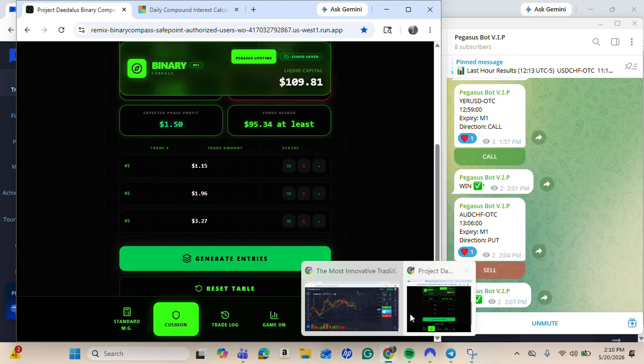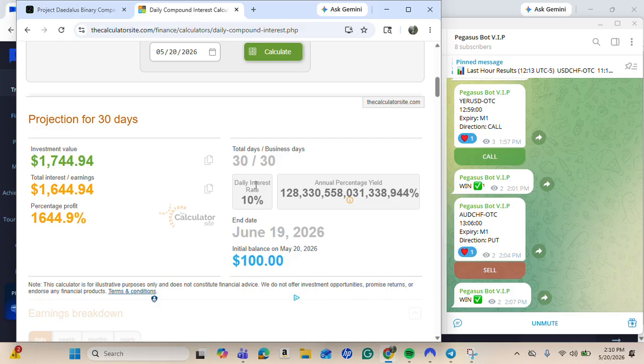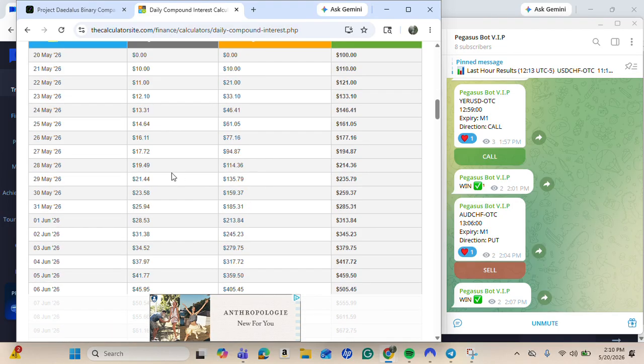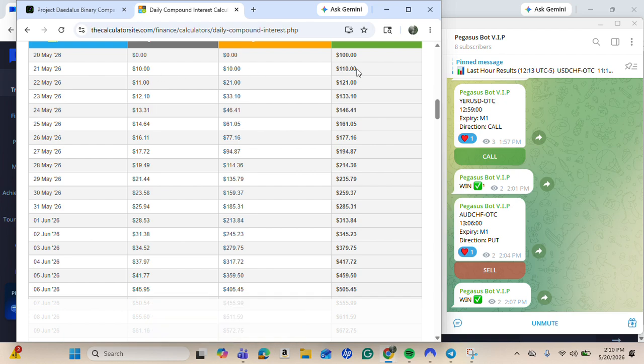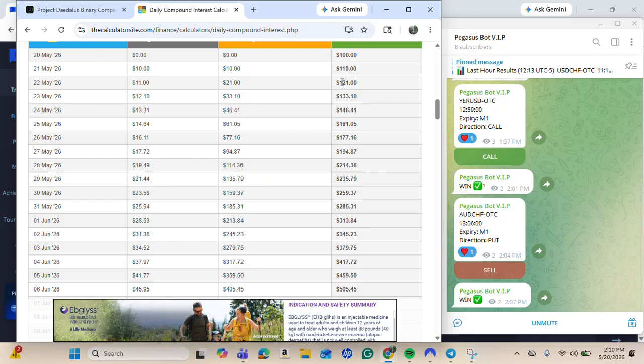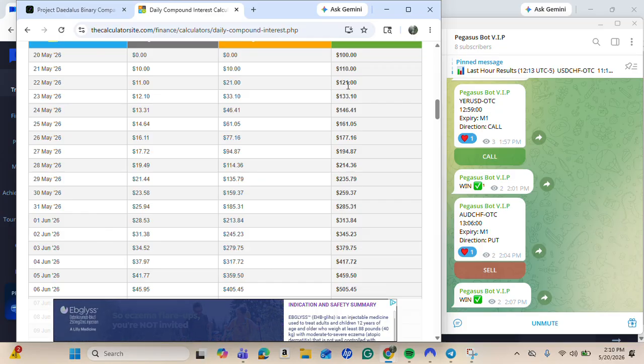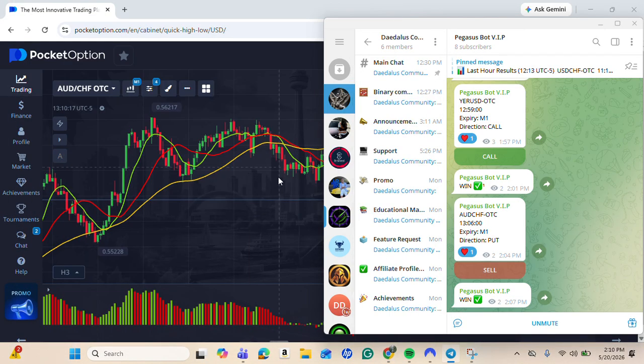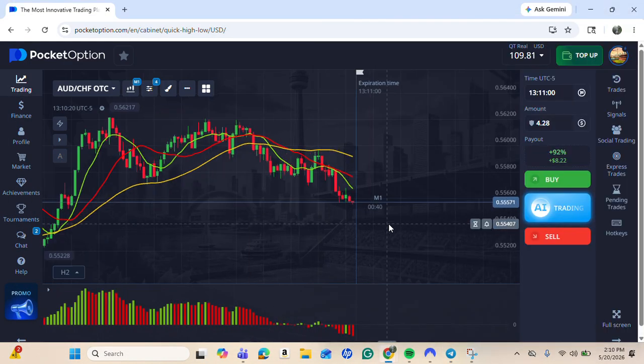That means if you look at the compound calculator, on day one I'm supposed to be at $110. So I'm gonna make a little bit more, and then day two I'm supposed to be at $121. So tomorrow I'm supposed to make $11. So I'm gonna give you one more trade. This should be able to take me over. Two more at least, to take me over to the mark.